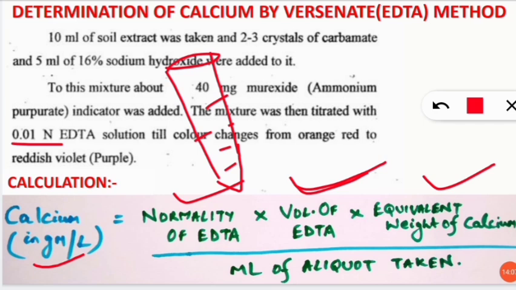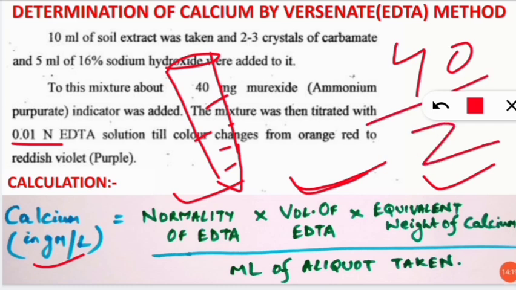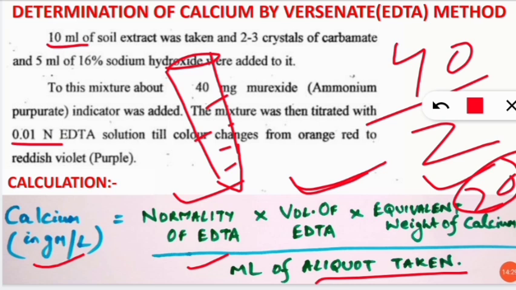I have already discussed it in the water sampling and the air sampling. Equivalent weight means the atomic mass of that element divided by the valency. So calcium atomic mass is 40, divided by the valency, that is 2, will give 20 as the equivalent weight of calcium. Similarly, we'll divide all of this by the ml of aliquot taken. Here we have taken 10 ml of aliquot, so we'll divide it by 10.